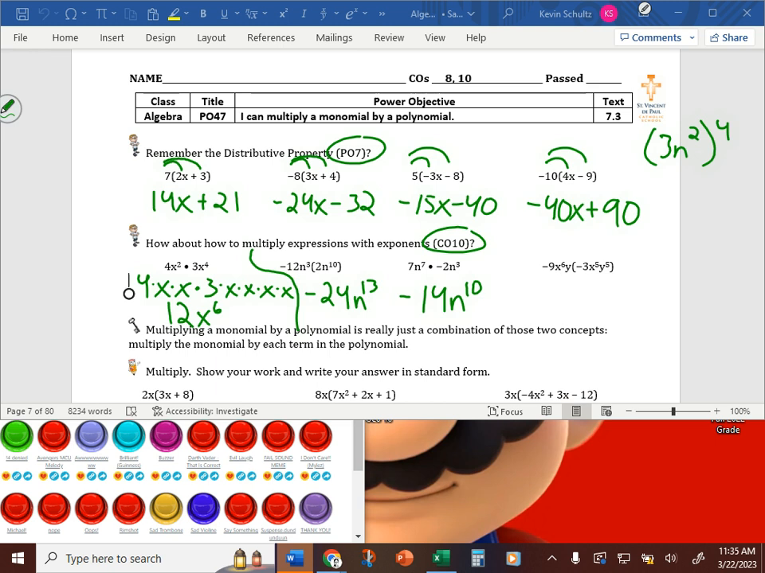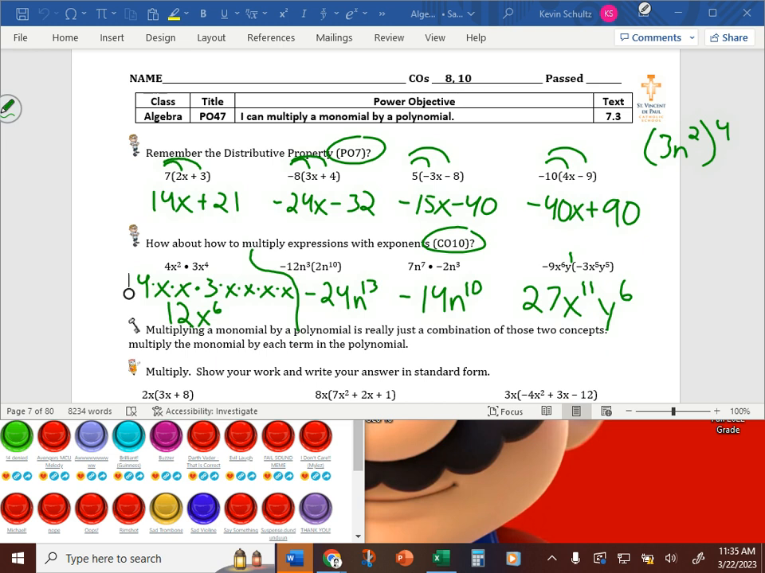And last one, last but not least, a new voice today. 27x to the 11th, y to the 6th. Nice job recognizing there's a power of 1 with that first y, even though it's not written. Coefficients, negative 9 times negative 3 is 27. The x exponents are added to get 11. The y exponents are added to be 6. Questions on either PO7 or CO10?